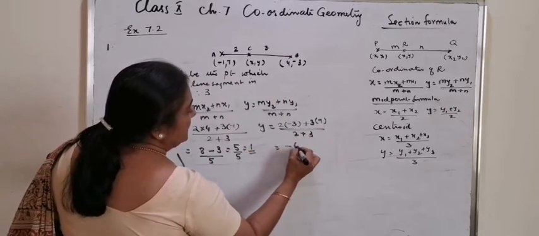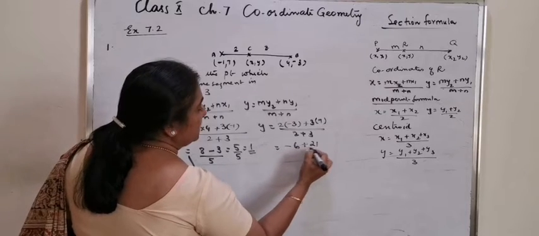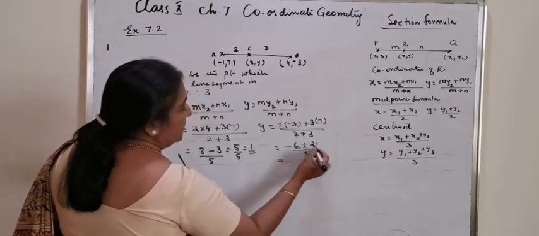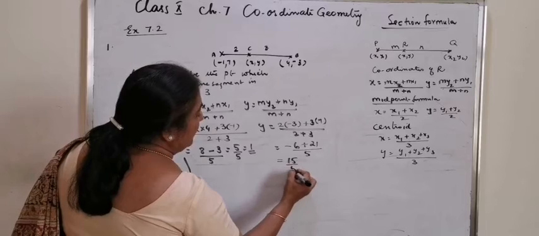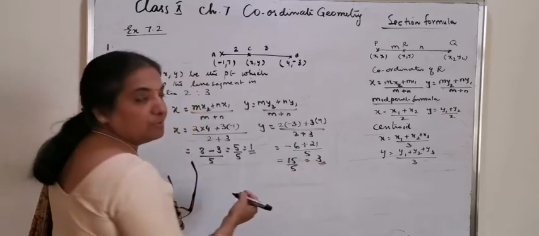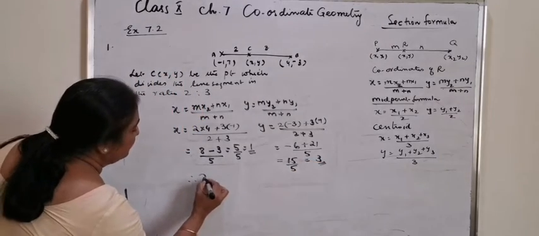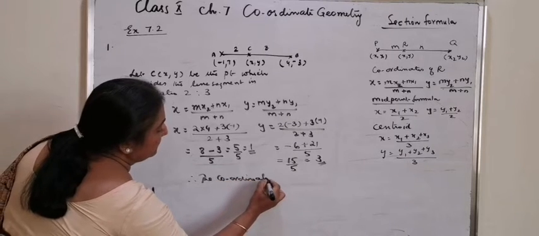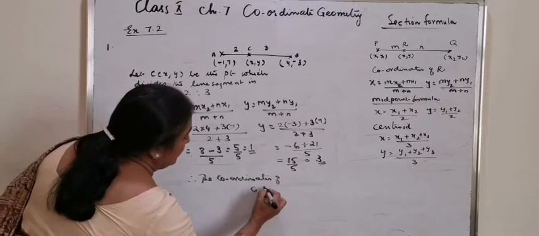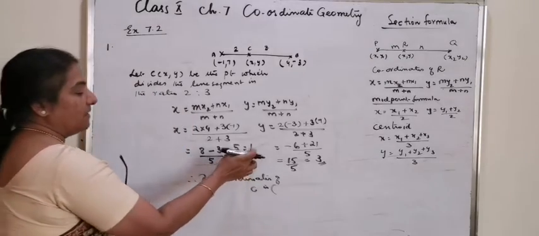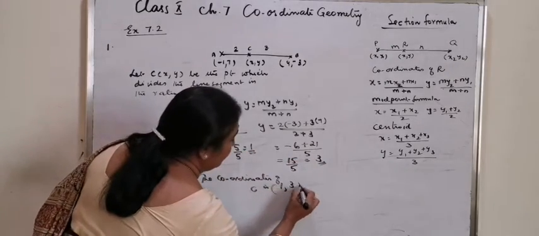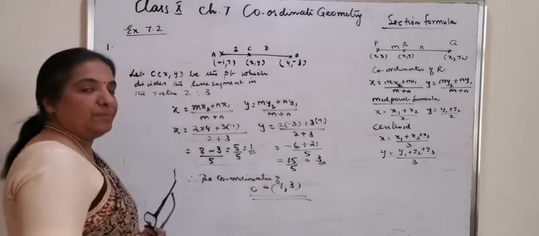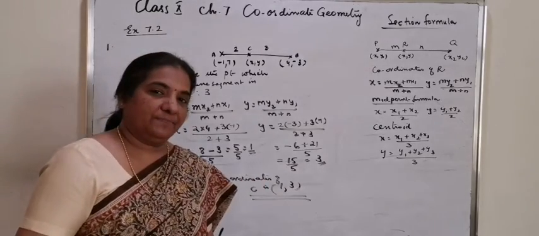It is (-6 plus 21) by 5. 21 minus 6 is 15 by 5, which is equal to 3. Therefore, the coordinates of C is the ordered pair (1, 3). Therefore, C is the point (1, 3).